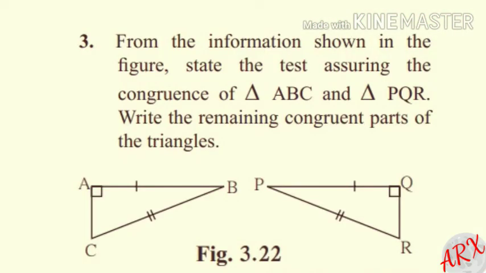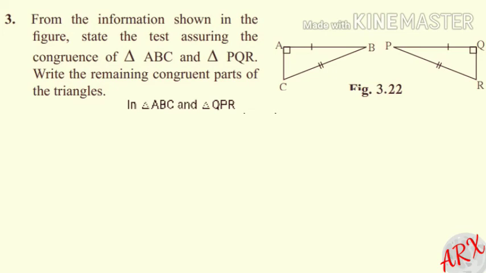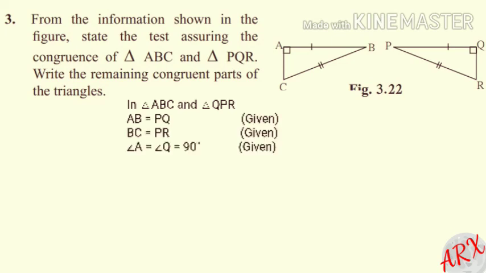Now we will move on to question number 3. From the information shown in the figure, state the test assuring the congruence of triangle ABC and triangle PQR. Write the remaining congruent parts of the triangles. Now if we observe the figure, in triangle ABC and triangle QPR, AB congruent to PQ and BC congruent to PR, which is given in figure. Now angle A congruent to angle Q equal to 90 degree. Therefore, triangle ABC congruent to triangle QPR by hypotenuse side test of right angle triangle.